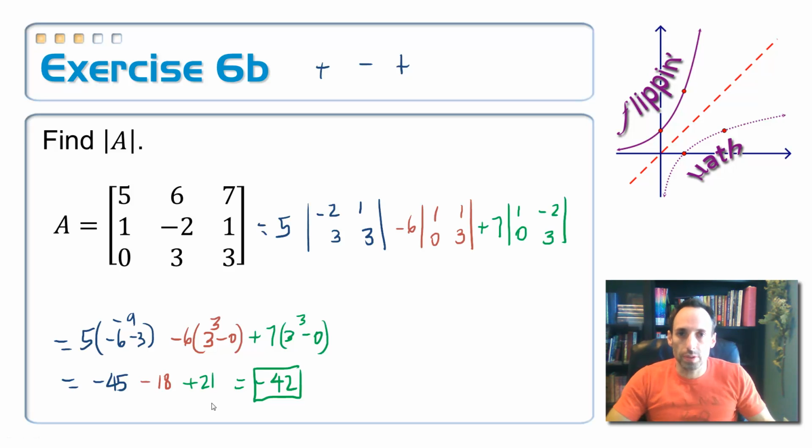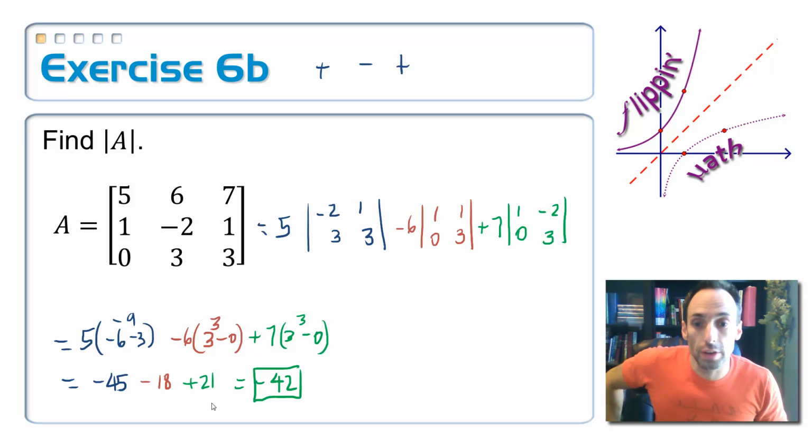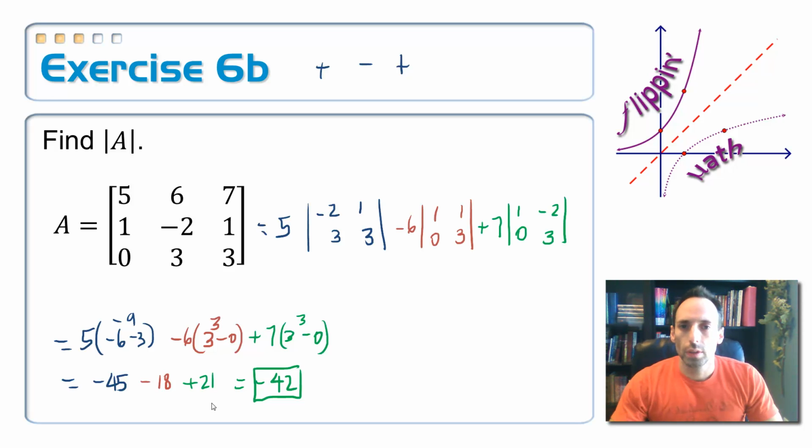The exact opposite of the answer to the ultimate question of life, the universe, and everything. So that concludes how to find the determinant of a 2 by 2 or a 3 by 3 matrix.